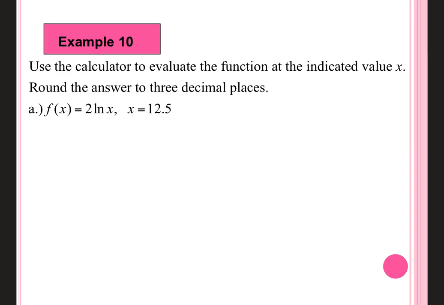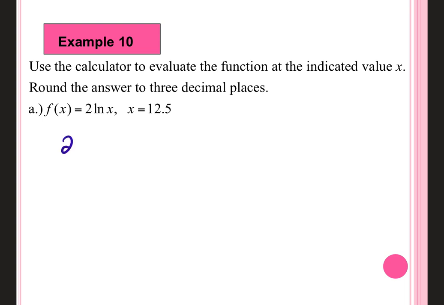So when you use ln, which is in your calculator, right? Last week we used the E and we did second ln. This time you're going to actually use the ln button. It says use the calculator to evaluate the function at the indicated value of x. Round to 3 decimal places.